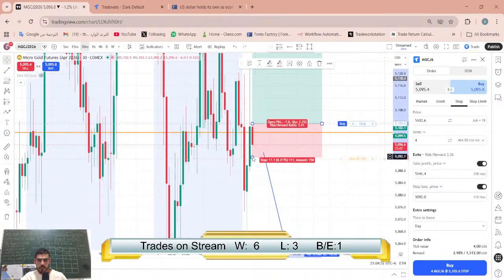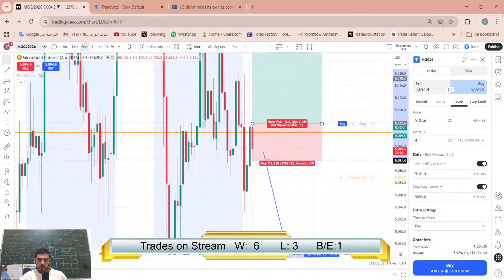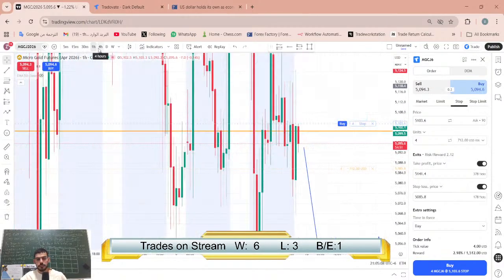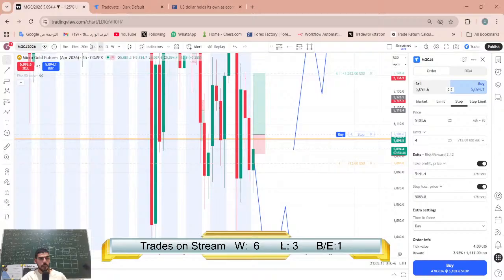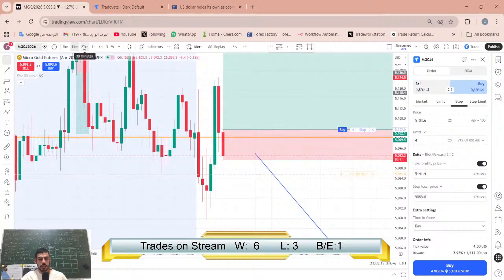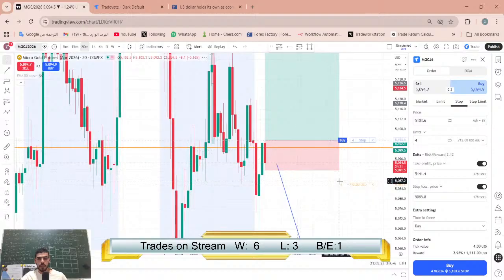Okay. 120 pips stop loss. Okay, this is not the issue. We just need this candle to flip bullish. Yep, that's what we want to see. This candle flipping bullish.